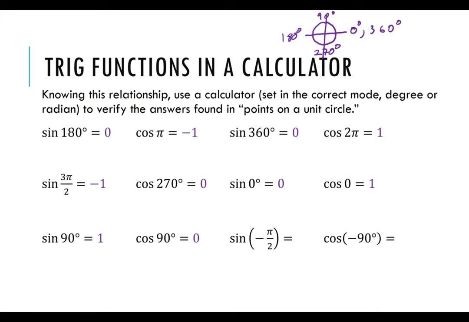Cosine of 90 degrees is 0. Sine of negative pi halves, well, remember that's a clockwise direction, but since we're checking in the calculator, that's going to be negative 1. Cosine of negative 90 degrees is 0. Now, if you didn't get any of those right, make sure that your calculator is in degree mode or radian mode, depending on whether you're plugging in degrees or radians, because your calculator has to know which one you're using.